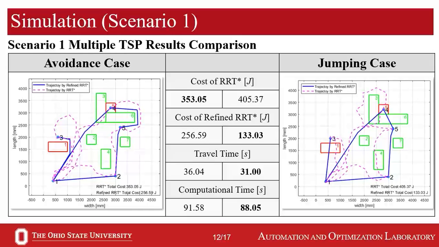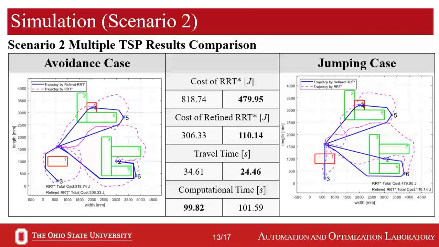According to the generated mTSP solutions for scenario 1, there are two important takeaways from this slide. First, refined RRT star helps to save a significant amount of energy cost for both jumping and avoidance cases. Second, it shows that with the help of the jumping mechanism, it successfully saves energy by 92% and reduces the completion time of visiting tasks by 5 seconds.